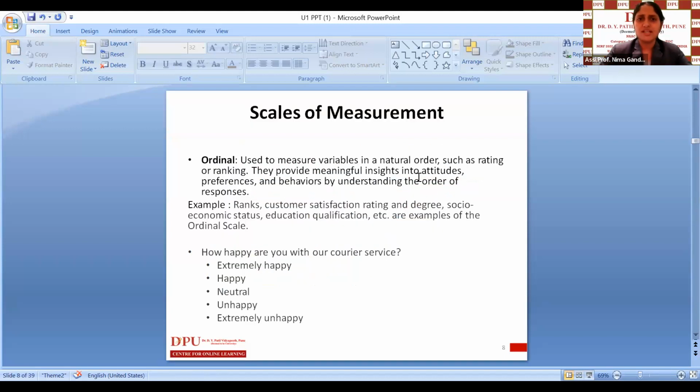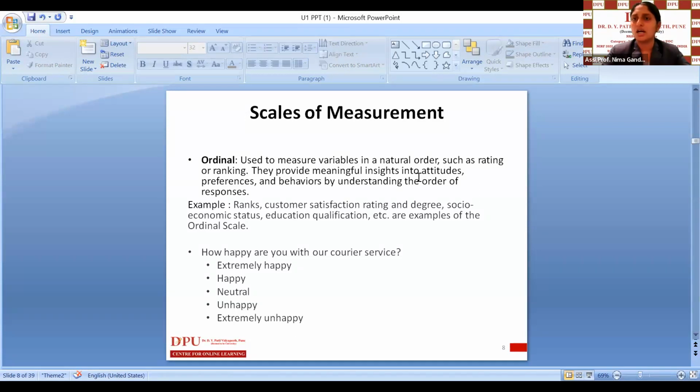The ordinal scale we also use for measuring qualitative data, meaning your data is non-numerical. You use the ordinal scale of measurement when you have data which is non-numerical, which is qualitative, but you can arrange your data in order. For example, if you are taking a customer satisfaction survey: highly satisfied customer, average satisfaction, below average satisfaction, no satisfaction. So you can arrange the data in order. When you have non-numerical data which you can arrange in order, that type of data we call the ordinal scale of measurement.